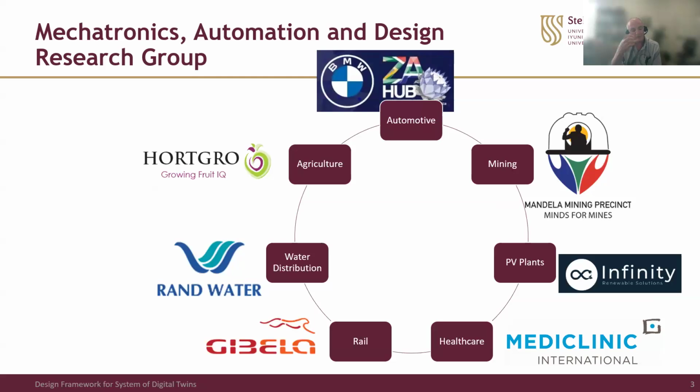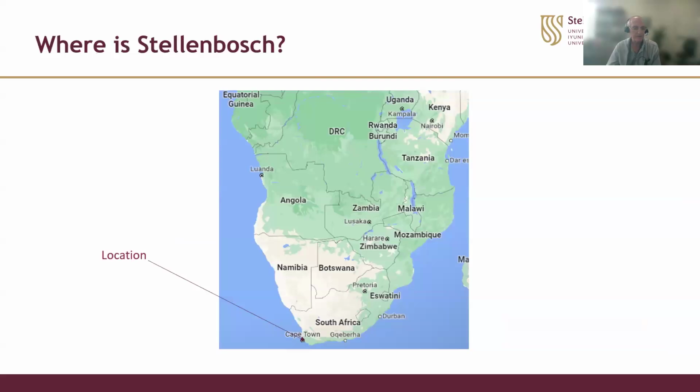Just a bit about our research group. We work very, very broadly. Some of the sponsors you can see here: BMW, Hortco is a fruit producer organization, Rand Water is a large bulk water utility. Gibela is a licensee of Alstom, I think, to produce commuter passenger trains and maintain them. Mediclinic is originally South African, but now an international hospital group. Infinity is a small renewable energy company. And then the Mandela Mining Precinct is a collaboration of mining companies in South Africa. Just to give you a sense of where we're coming from. If you don't know where Stellenbosch is, it's right down at the southern tip of South Africa and very close to Cape Town.